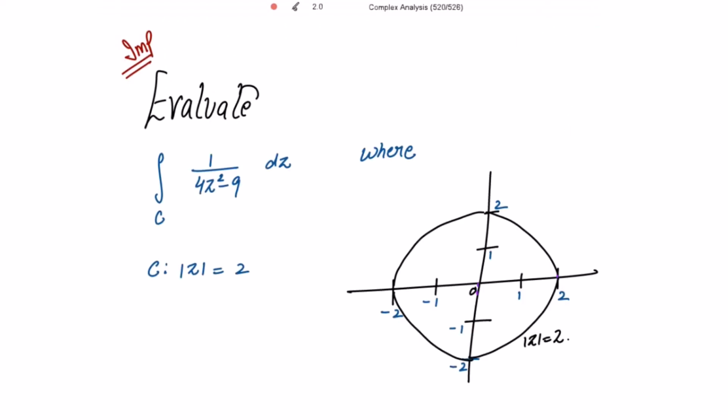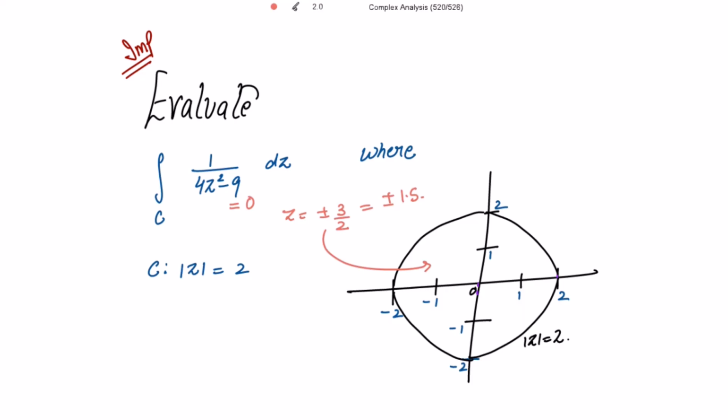Let's evaluate this integral where C is the circle |z| = 2. Putting the denominator equal to 0, we get the points z = ±3/2. And both these points lie inside the circle, because what is 3/2? It is ±1.5. Naturally, these two points lie inside the circle.